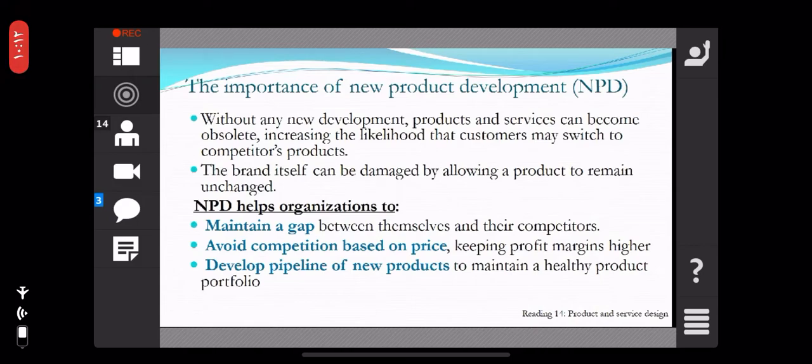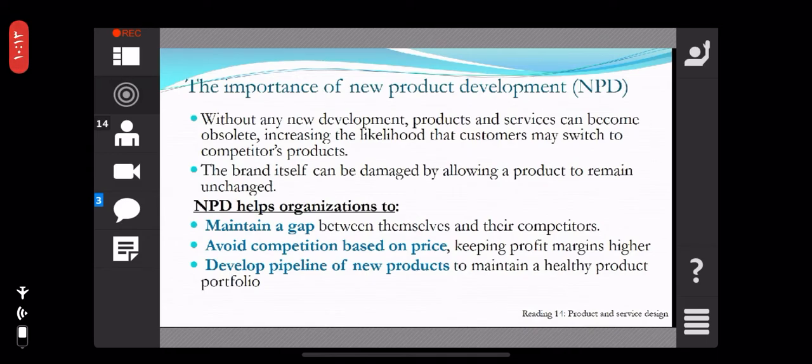Since you are always engaged in developing your products, you have a good justification for high prices. As long as you have a good justification for high prices, this means you avoid competition based on price, keeping profit margins higher. You will generate more revenue even if your prices are high, because you are considering new product development.